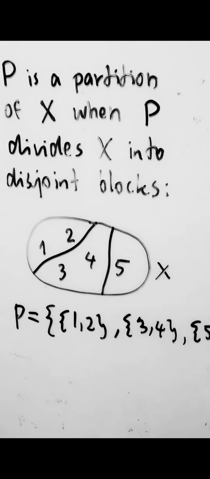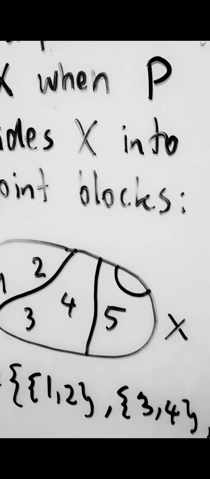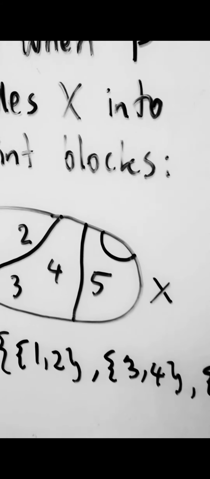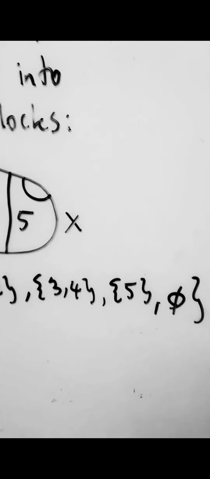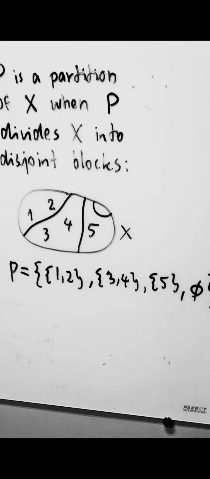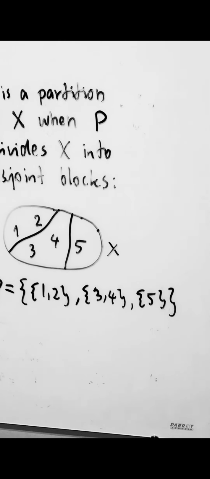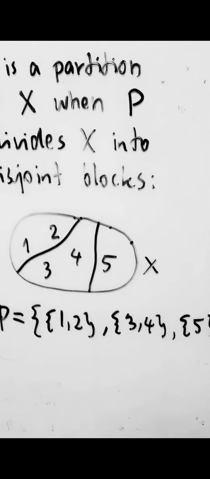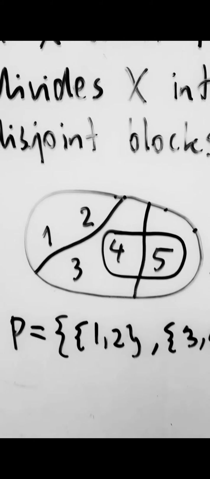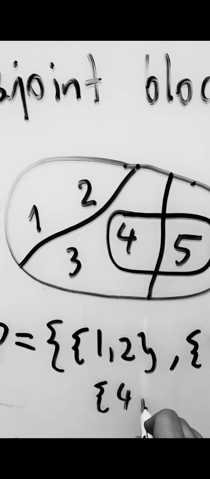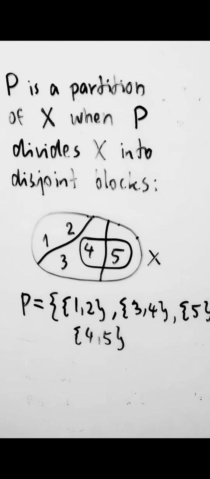Notice that by the definition of a partition, an empty block is not allowed. We can't have the empty set being an element of P. Neither is it allowed for there to be a block that overlaps with other blocks. For example, we cannot have a separate block containing 4 and 5 because it would overlap with the others.